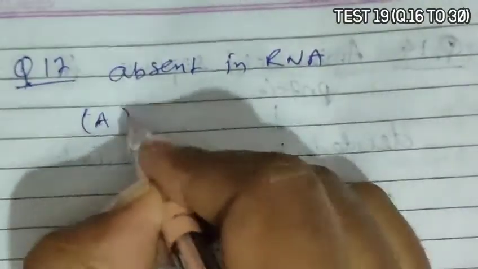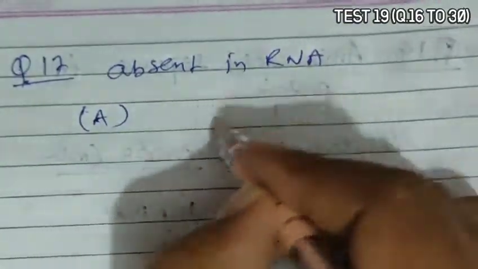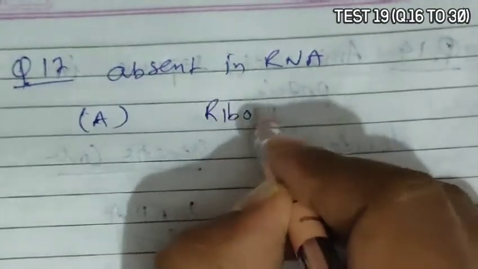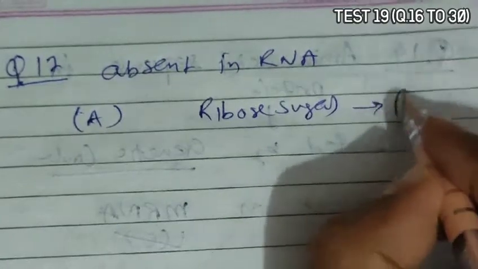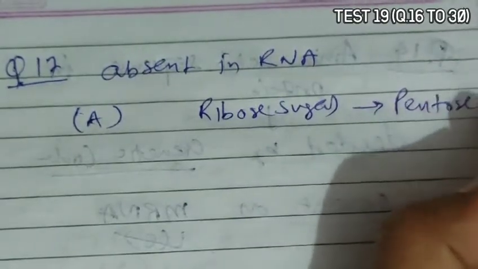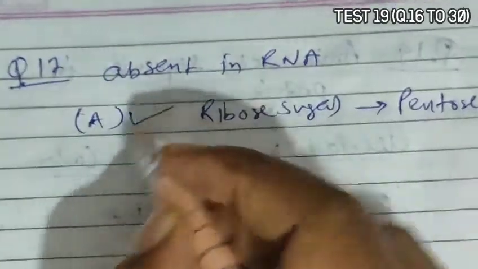Question 17. Question 17 asks which one is absent in RNA. Now in the options, they have written option A is pentose sugar. Yes, RNA has a ribose sugar, and ribose sugar has 5 carbons, so it is a pentose sugar, obviously. That is correct.